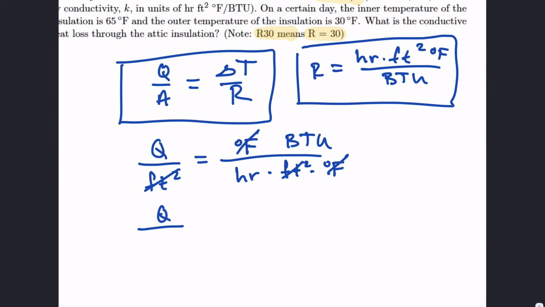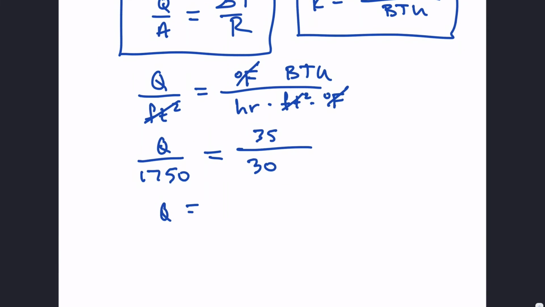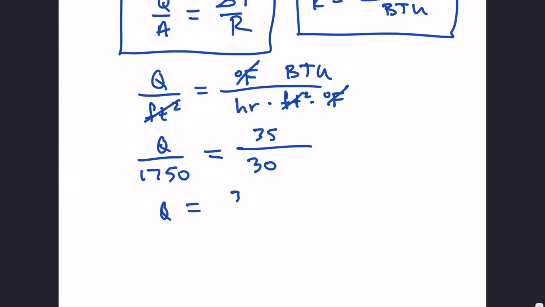Now it's just a matter of plugging in. We have the 1750, that's in square feet. We have delta F, which is 65. It's given to be 65 minus 30. Okay, so that number is 35. And then we know that the R value is 30. All right, so that lets us calculate Q. So Q is going to be 35 divided by 30 times 1750 in BTUs per hour.